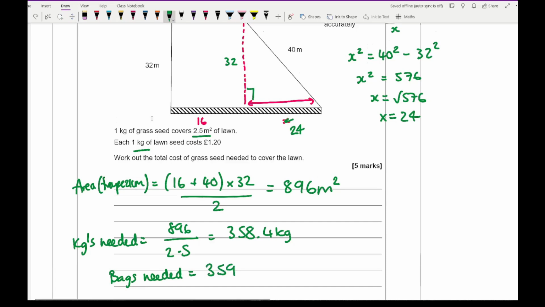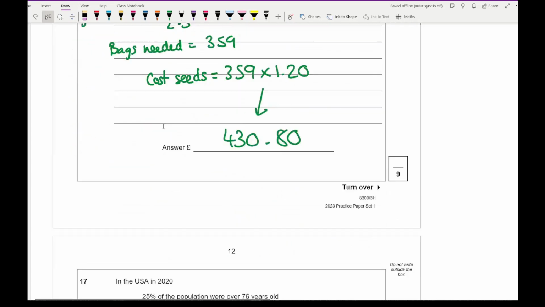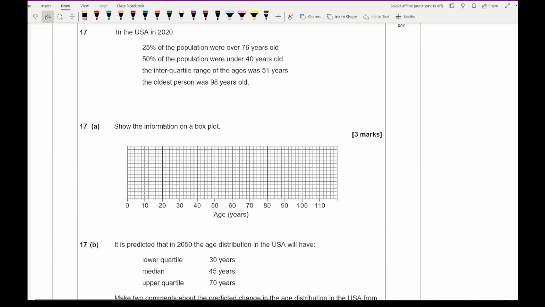So from this, what I then need to do is work out the cost of the seeds. So I'm buying 359 bags at a price of £1.20. I type that into my calculator and I get an answer of £430.80.